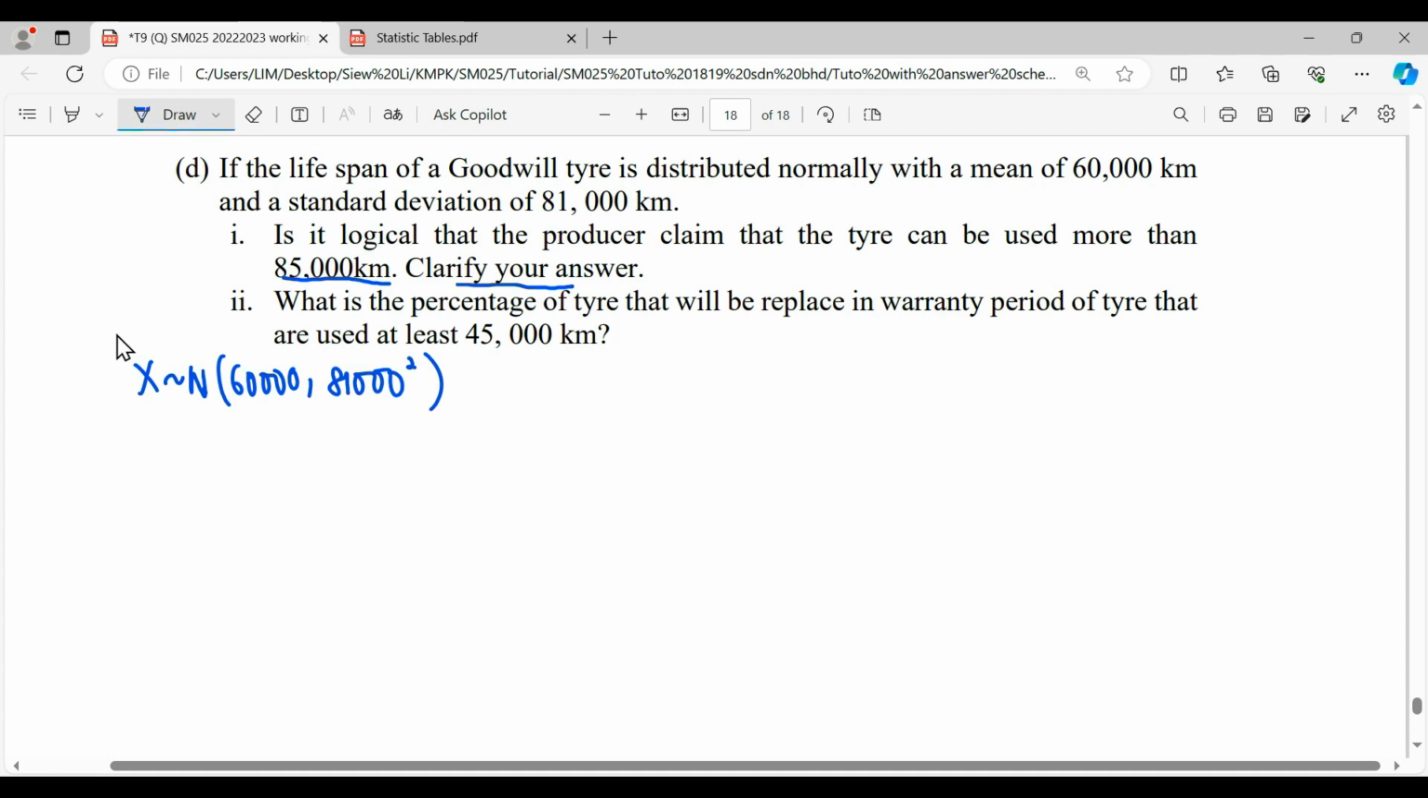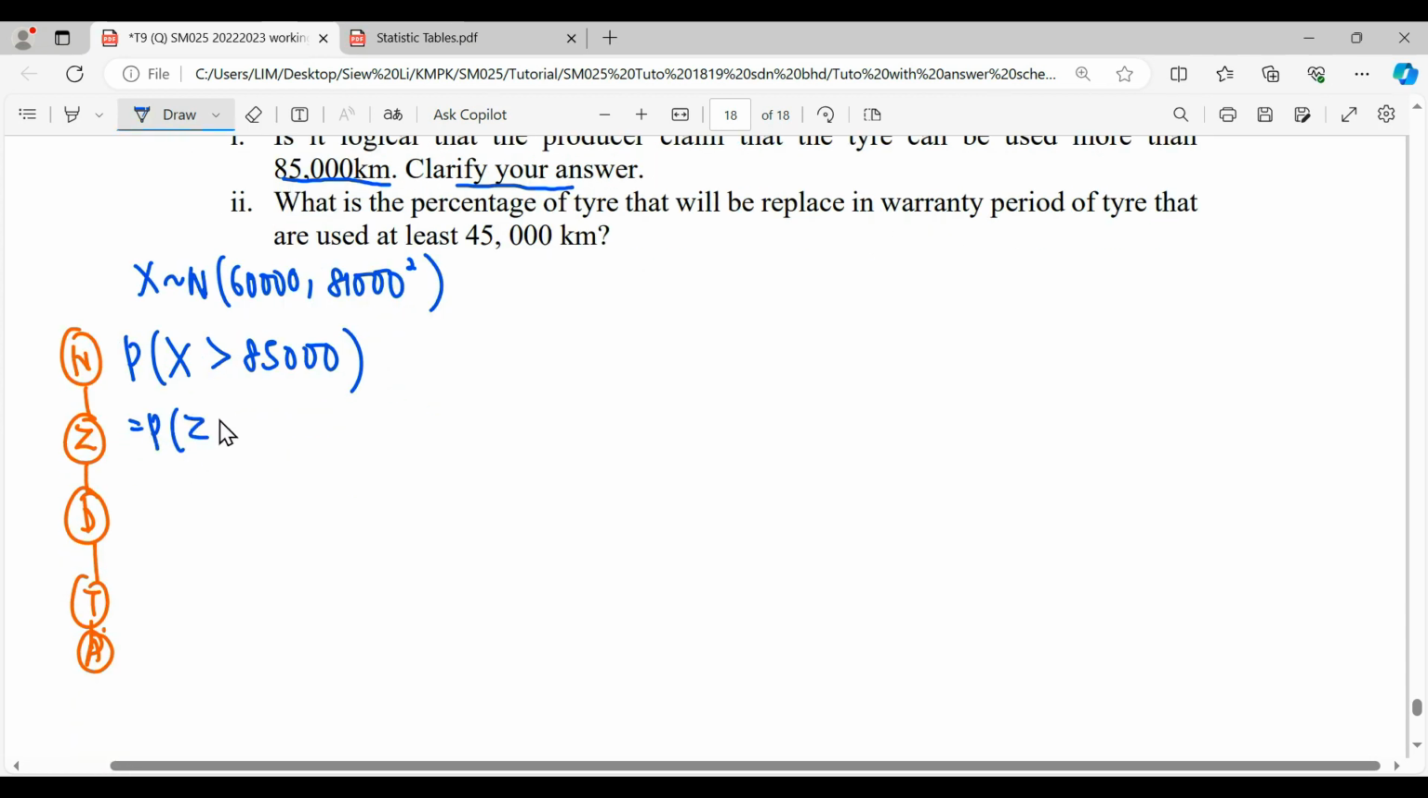Then only can we claim that it is logical to make that statement. So first we need to find the probability that this lifespan is more than 85,000. Given that X is from a normal distribution, what we need to do next is change to standard normal, find the Z score, draw the normal graph and find the answer from the table. So when we change to Z, 85,000 minus 60,000 over the standard deviation of 81,000 gives us a Z score of 0.31. We need 2 decimal places only.